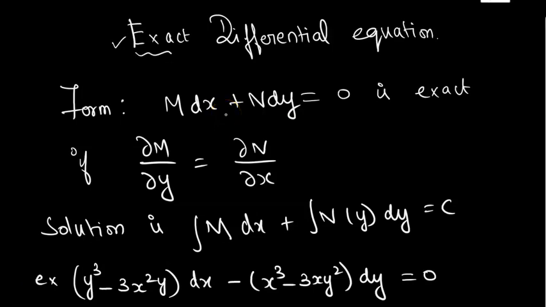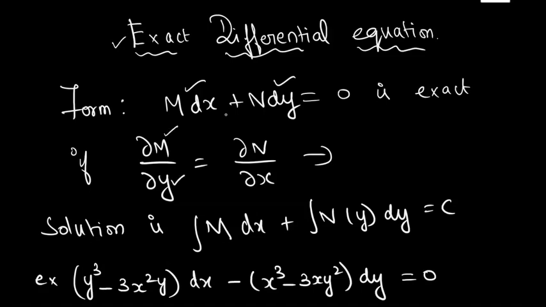In this video, let us see what we mean by an exact differential equation. The format M dx plus N dy is equal to 0 is said to be exact if it satisfies this condition, that is, the partial differentiation of M with respect to y and the partial differentiation of N with respect to x should be equal.